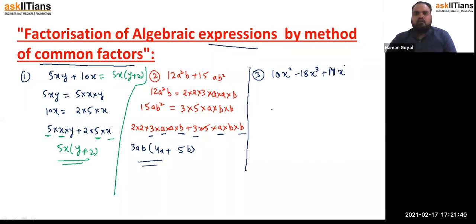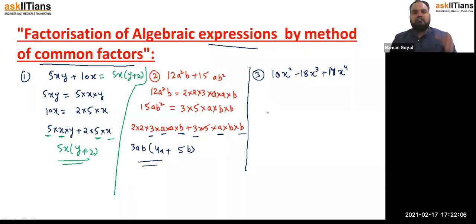Now there are three terms. It is a trinomial. You know what is monomial, binomial and trinomial? Monomial is what? If there is only one term in the expression, it is known as monomial. If there are two terms, it is known as binomial, and if there are three terms, it is trinomial.